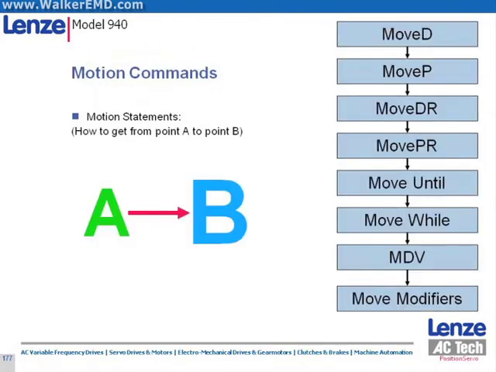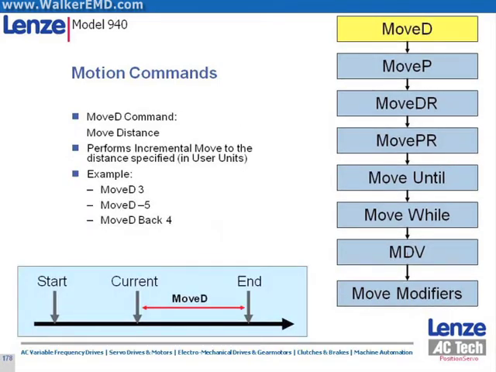The motion commands simply command the axis to move. We will now discuss each type of move command individually. Move D is a displacement move. Move D 3 would move forward 3 user units. Move D -5 would move 5 user units in the reverse direction. Move D back 5 would also move the drive in the reverse direction 5 user units. These are all incremental moves and just move the programmed distance from the current location when executed.